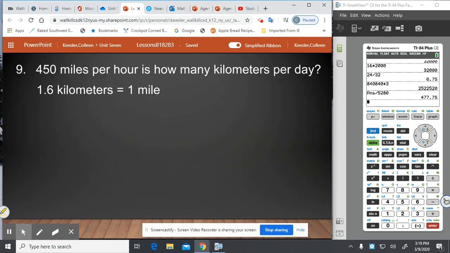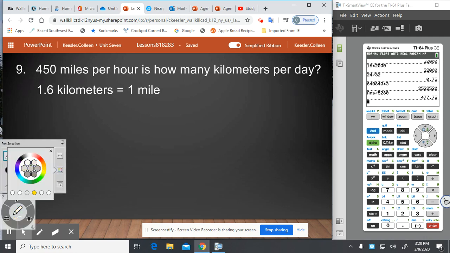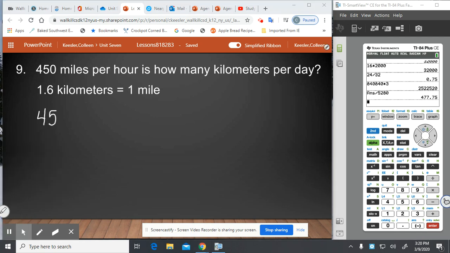Number 9. 450 miles per hour is how many kilometers per day. So now we have two sets of units that we're dealing with. And we know that 1.6 kilometers equals 1 mile. So we'll start with the unit that we have, which is that 450 miles per hour. And we want to get it to kilometers per day. So we can start with converting the hours to days. So we know there are 24 hours in one day.